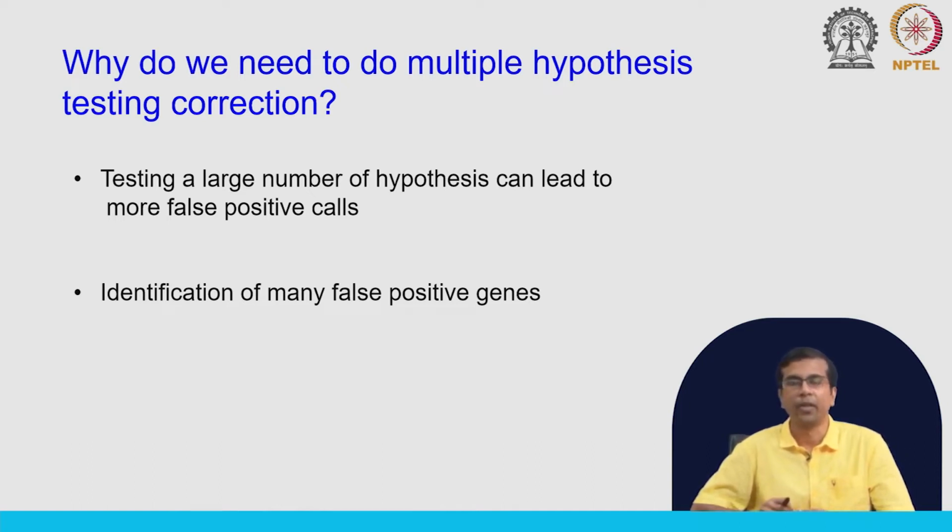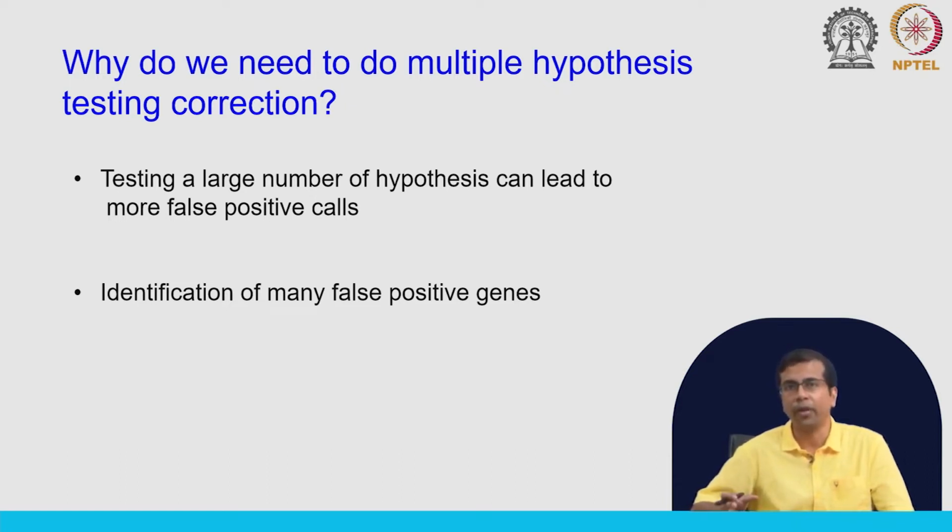as differentially expressed. We will identify many genes by the statistical test, and we will say okay, these genes are differentially expressed, but in truth, in the actual scenario, they are not. That means we are identifying them as differentially expressed when they are not, and maybe we will have some wrong inferences. When we want to interpret the data further, we will make wrong inferences.